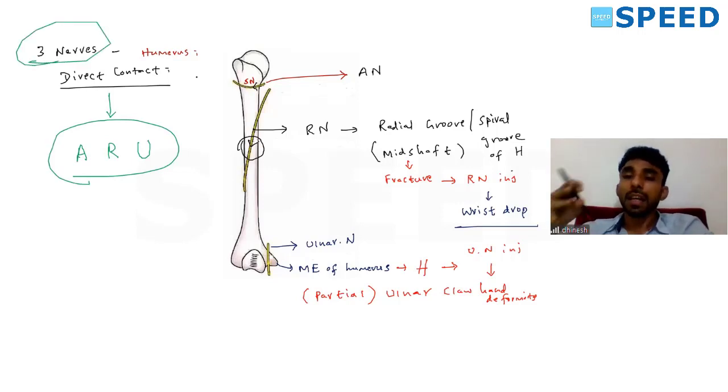The importance is, if there is fracture of a particular part of the humerus bone, the nerve which is related there will get injured. So whatever muscle is supplied by that particular nerve, whatever skin is supplied by that particular nerve, there will be loss of motor function and loss of sensation.